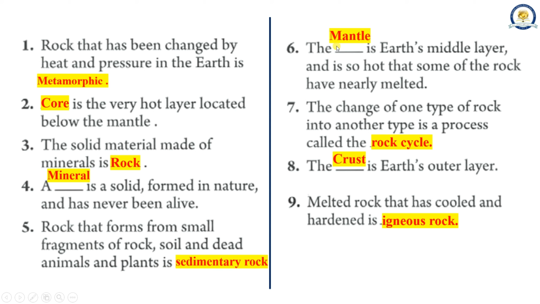6. The mantle is Earth's middle layer, and is so hot that some of the rock has nearly melted. 7. The change of one type of rock into another type is a process called the rock cycle. 8. The crust is Earth's outer layer. 9. Melted rock that has cooled and hardened is igneous rock.